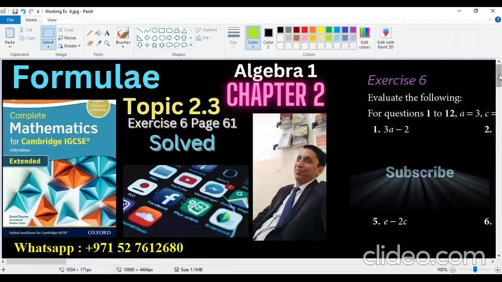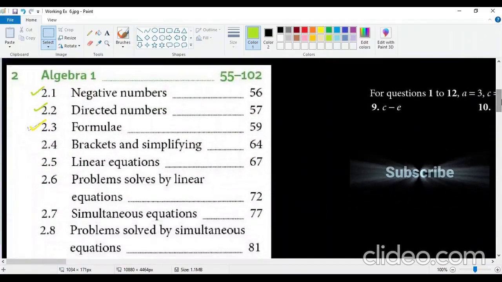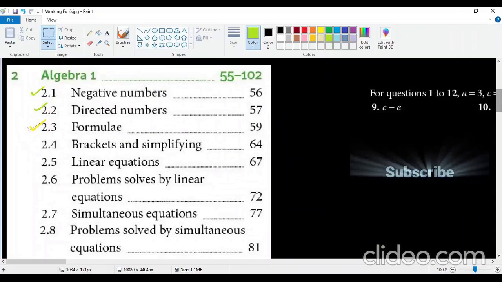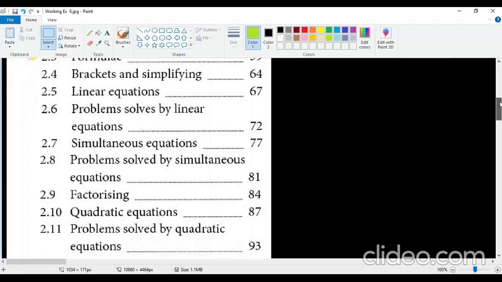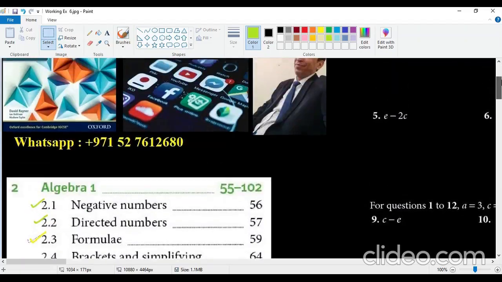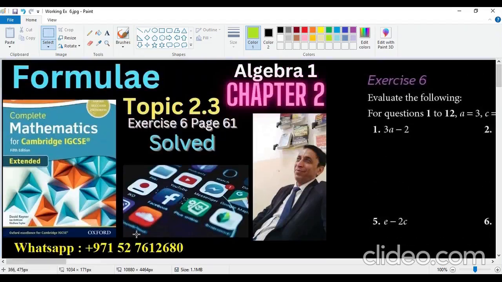You know very well I have ignored negative numbers and directed numbers because whatever the rules and the procedures are to be followed for negative numbers and directed numbers is going to be applied here from 2.3, which is formulae. So I'm continuing from here, and I will complete all these topics as I've already explained in the previous exercise.